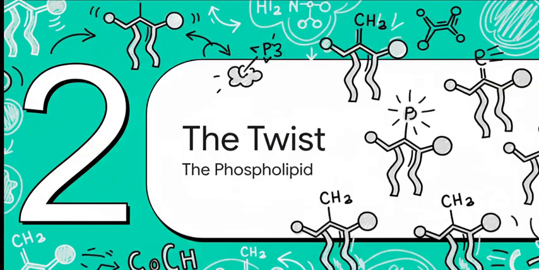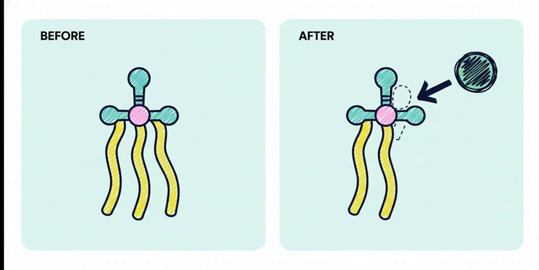Okay, so we've got our basic fat molecule down. Now what if we played Dr. Frankenstein a little bit? What if we took that triglyceride and made just one tiny change? So instead of that 3rd fatty acid chain, we're going to pluck it off. And in its place, we're going to stick on a phosphate group. And bam, that one little swap gives us a totally new molecule called a phospholipid.